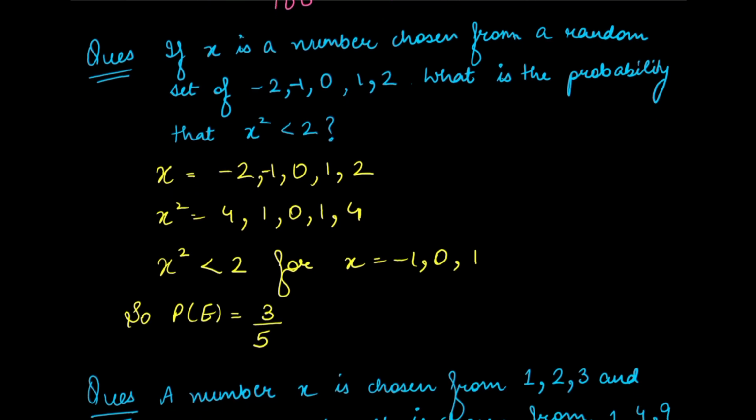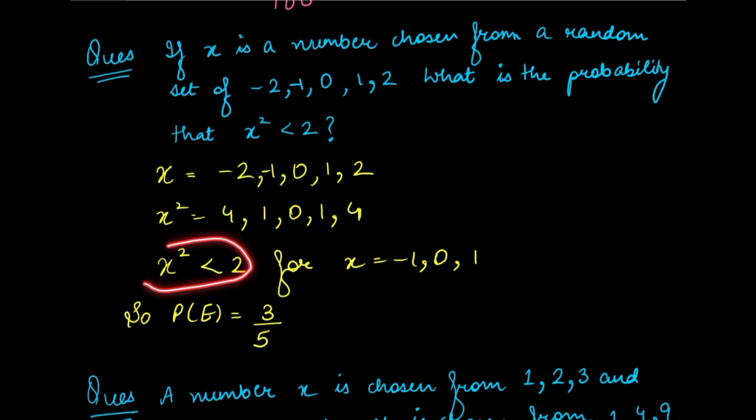Next is, if x is a number chosen from a random set of -2, -1, 0, 1 and 2, what is the probability that x square is less than 2? Okay, x is -2, -1, 0, 1 and 2. Squaring these numbers we get 4, 1, 0, 1 and 4.